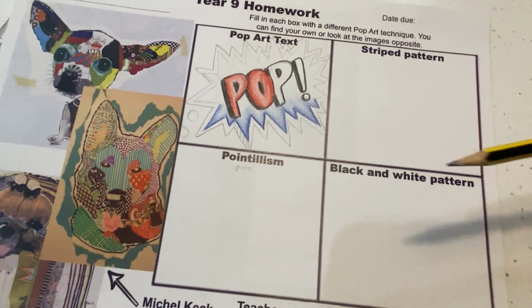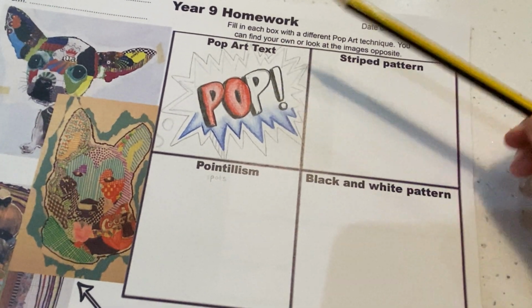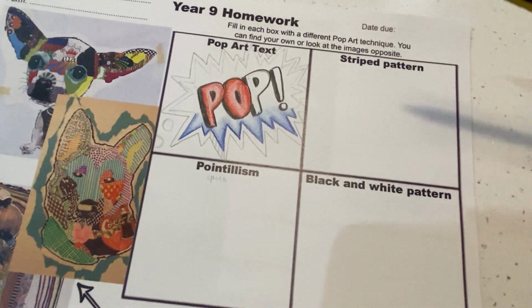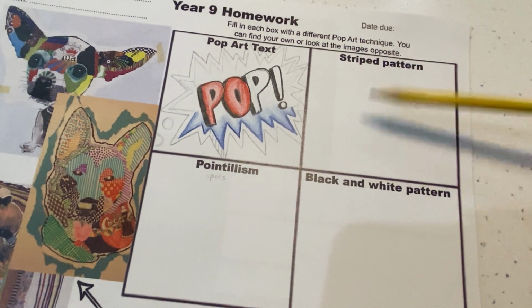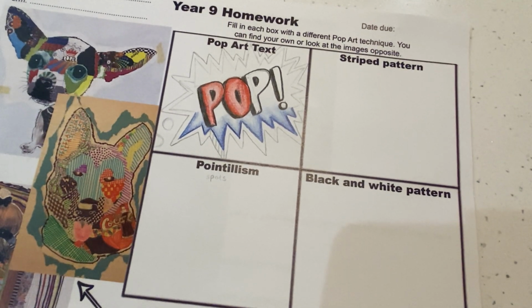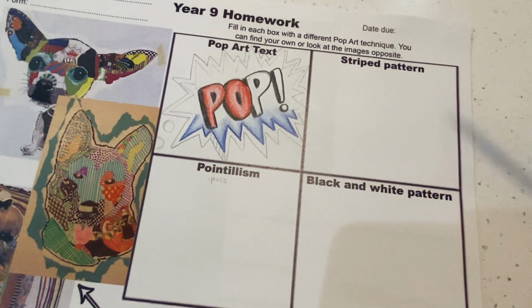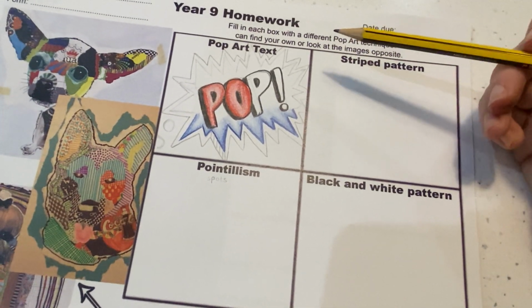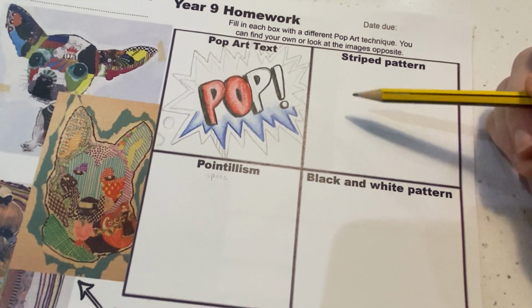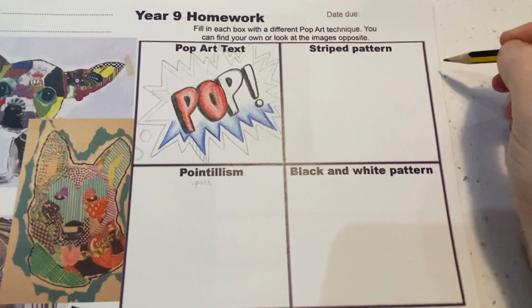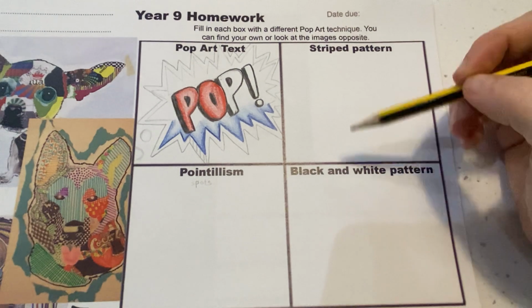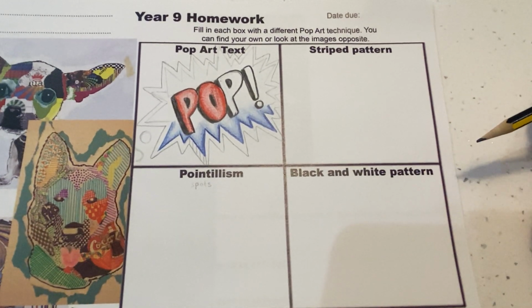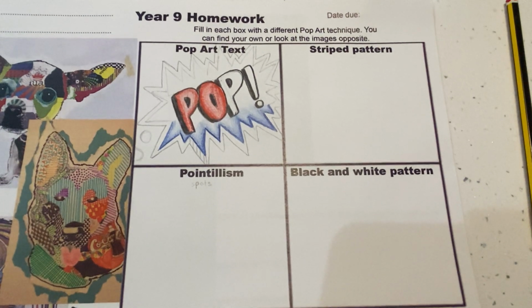The second task that I want you to do today, if you finish the pop art text task, is to move on to the striped pattern. You might decide to just do a striped pattern, making sure that you vary maybe the width of the stripes. You might decide to do a striped pattern on an image, so you might decide to draw an eye, a mouth, whatever image you wish, and apply a striped pattern to that, like you did on the Marilyn Monroe task. And then next week we're going to focus on the other ones.